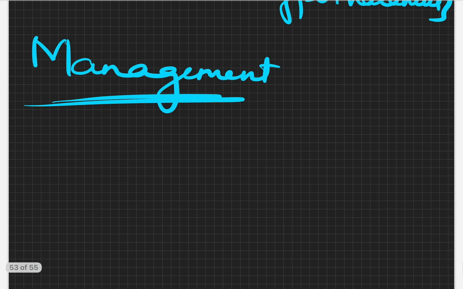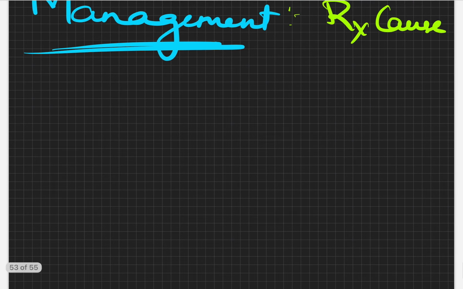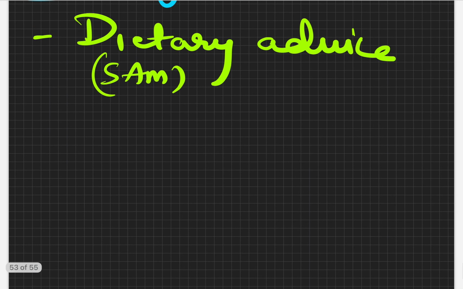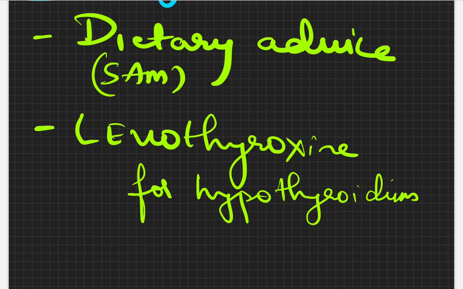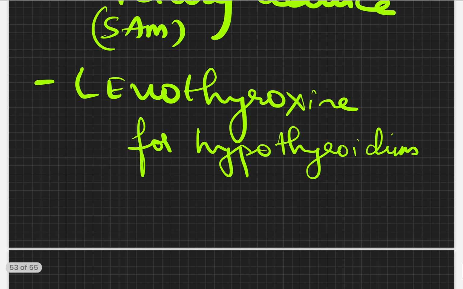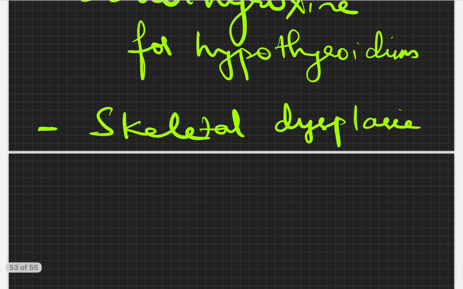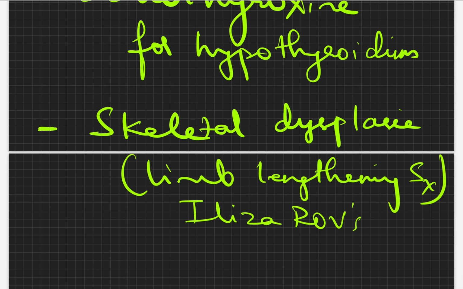How do we manage this patient? First, we should treat the condition. That is, treat the cause. Whatever is the cause, we should treat the cause. Then, suppose it is SAM, we need to give dietary advice, good nutrition, good protein for adequate growth and development of the child. Then if it is hypothyroidism, we give levothyroxine. If there is skeletal dysplasia, we can do limb lengthening surgeries like Ilizarov.